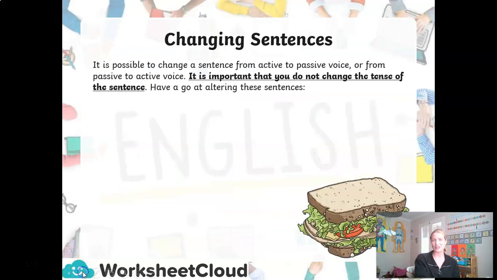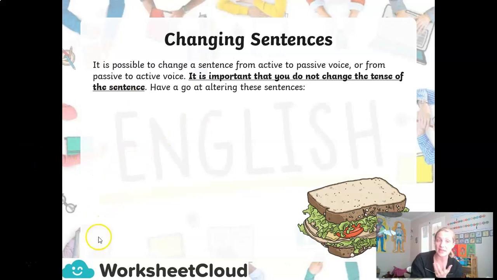Right, now let's have a little look at changing sentences. It is possible and relatively easy to change a sentence from active to passive voice or vice versa, and it is something that is often asked of you in English. In English lessons or exams, teachers will often say to you, this is written in passive voice, please change it to active voice, or vice versa. So we're going to practice doing that. But there is one very key thing that we have to remember, which is it is important that you do not change the tense of a sentence when changing whether it is in active or passive voice.